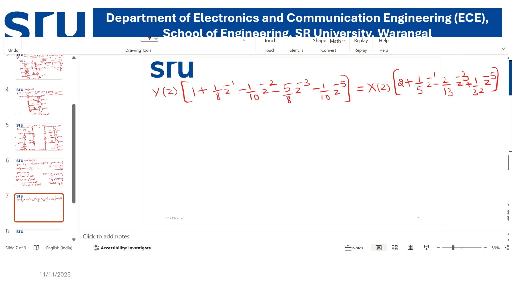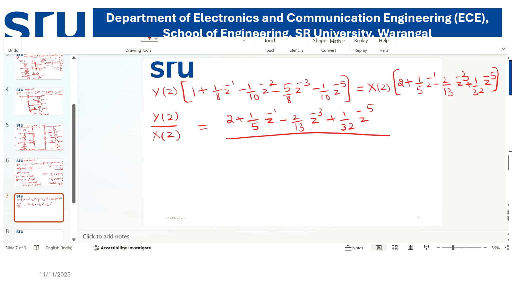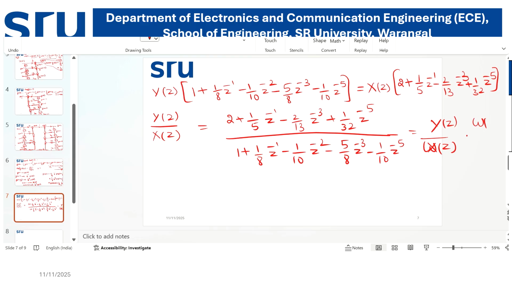Now take X(z) to the left hand side and give this to the right hand side. So 2 plus 1/5 z^-1 minus 2/13 z^-3 plus 1/32 z^-5 divided by 1 plus 1/8 z^-1 minus 1/10 z^-2 minus 5/8 z^-3 minus 1/10 z^-5. Now the same Y(z) and X(z), so let us multiply and divide by W(z).